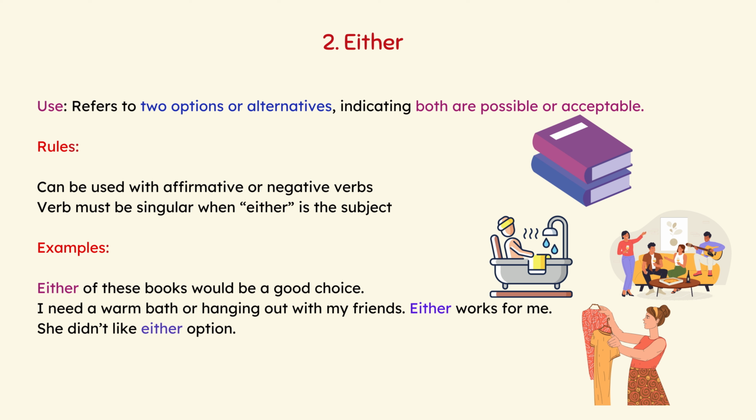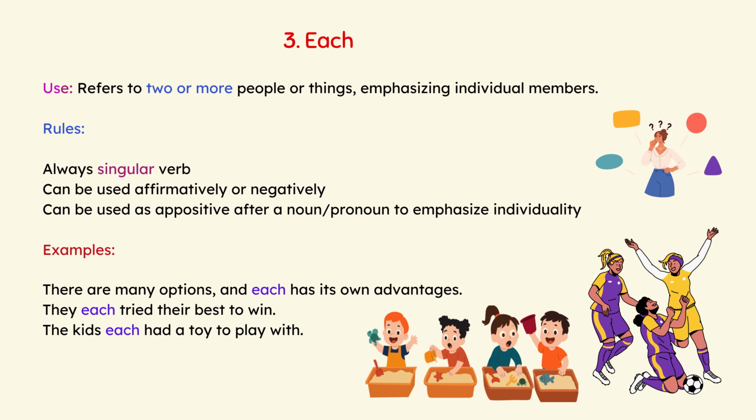Let us learn about the distributive pronoun each. Each is used to talk about two or more people or things, but it focuses on them one by one. Rule: each always takes a singular verb. Let's look at some examples. There are many options, and each has its own advantages. Here, we mean every single option has an advantage. That's why we use the singular verb has.